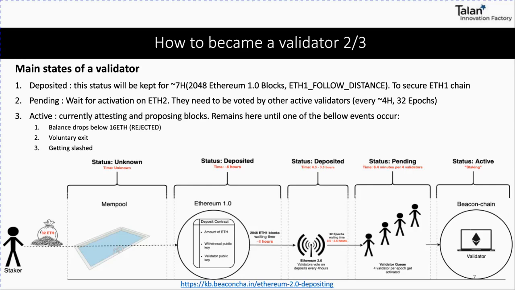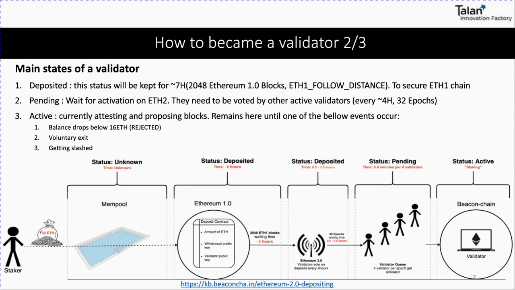The blocks figure is more accurate than the hours, because as you know, we calculate blocks and not hours in the 1.0 version. And of course we need to wait because we need validation, we need finality of the transactions. Once we have the confirmation, we pass to pending. In pending, we wait for the activation on Ethereum 2.0, which will be done by the validators.